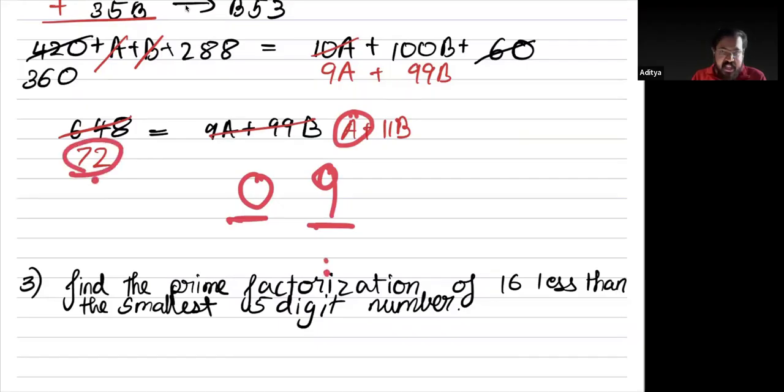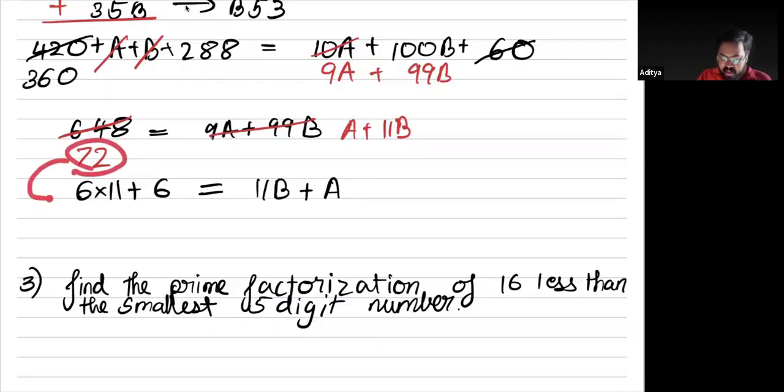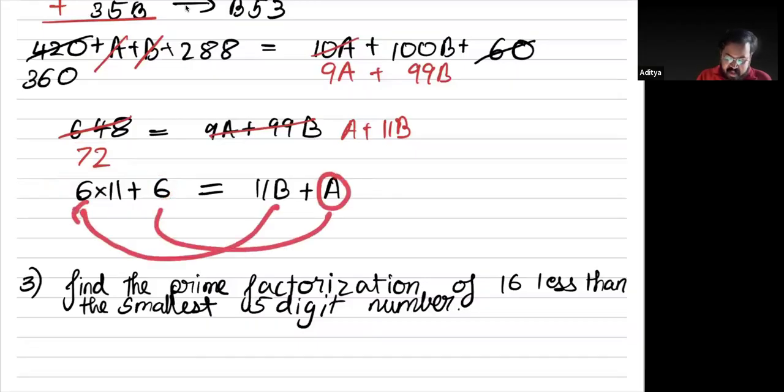So let's divide 72 by 11 and check what happens. If we divide 72 by 11, we can rewrite 72 as 6 times 11 plus 6. Now I claim that a and b both are 6 and 6 only, and no other value is possible. So this will be 11b plus a. Can everyone see that 72 can be rewritten as 6 times 11 plus 6? Correct. So if a is 6 and b is 6, we are done.